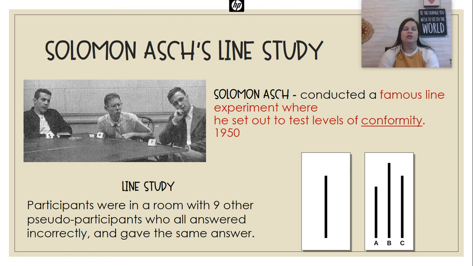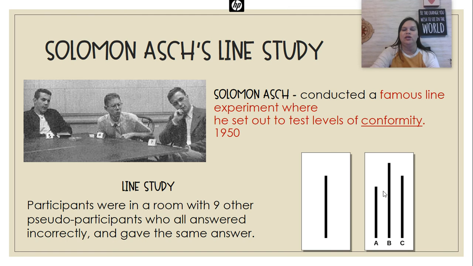In this experiment, there were nine pseudo participants and one actual participant. He doesn't realize though that the other people are fake and they're in on the study. When they get in there, they're showing these participants lines on charts. And they ask them which line on the second chart is the same length as the first line.